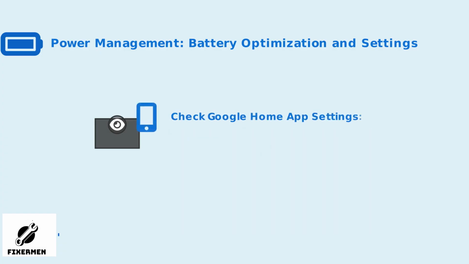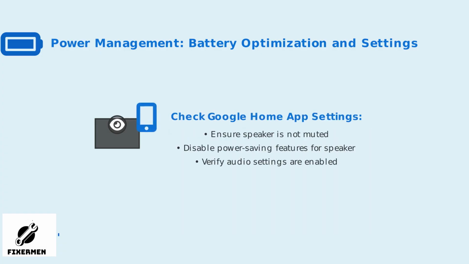To resolve this, open the Google Home app on your smartphone and navigate to the camera's settings. Check that the speaker is not manually muted or disabled due to power-saving options. Ensure audio settings are fully enabled for proper functionality.